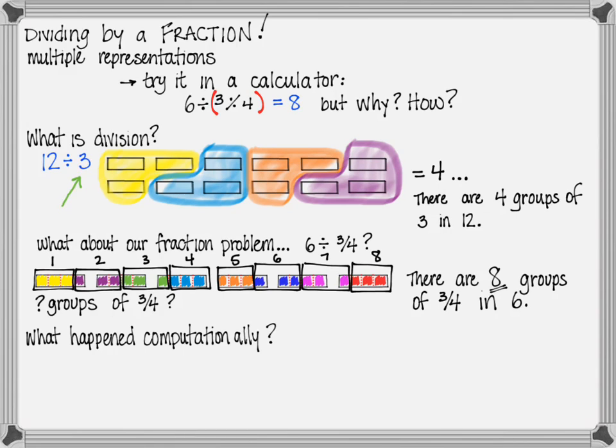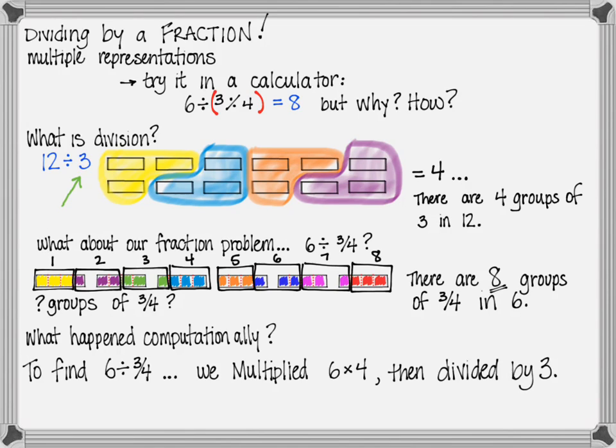So what happened? You wouldn't want to have to draw these pictures every single time, so we need to figure out an easier way computationally, and let's look at that. To find 6 divided by 3/4, what we did is we multiplied 6 times 4, because when we broke it up into fourths, there were 24 fourths altogether. Well, that's the 6 times the 4. And then we divided into groups of 3. So if we write it in a math sentence, 6 divided by 3/4 is the same thing as 6 times 4/3.